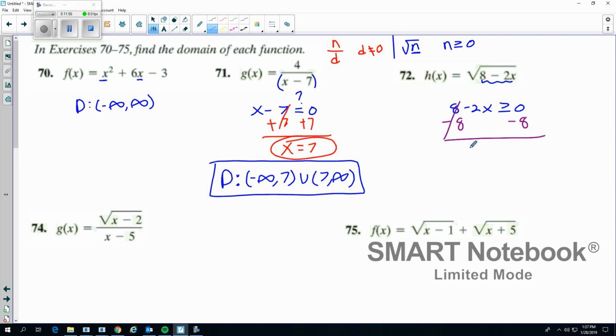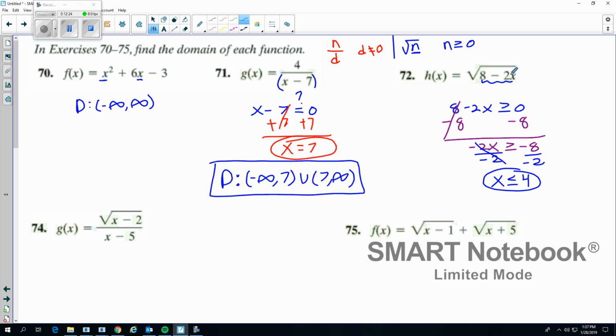So to solve this, I'll subtract 8 from both sides. That cancels out. So negative 2x is greater than or equal to negative 8. Then we'll divide both sides by negative 2. And we want to recall that if you divide by a negative, you have to reverse the inequality. So now it's a less than or equal to, and that should simplify to 4.